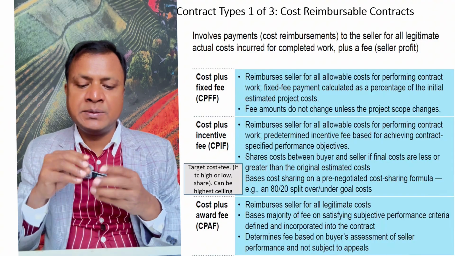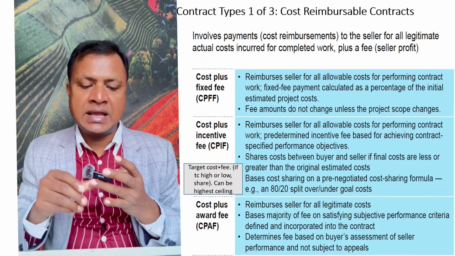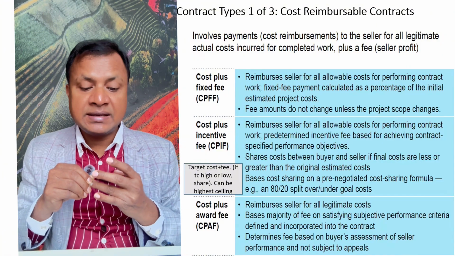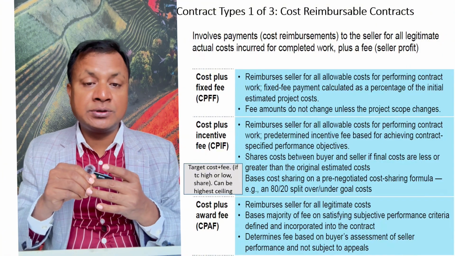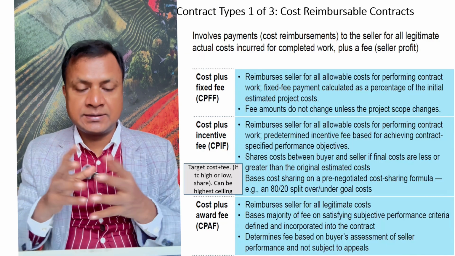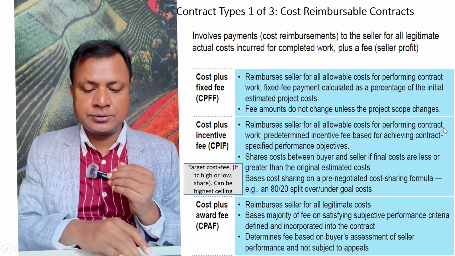Cost plus award fee: reimburse seller for all legitimate cost. Bases majority of fee on satisfying subjective performance criteria. Define and include into the contract and determine fee based on the seller's performance. So these are the options actually.